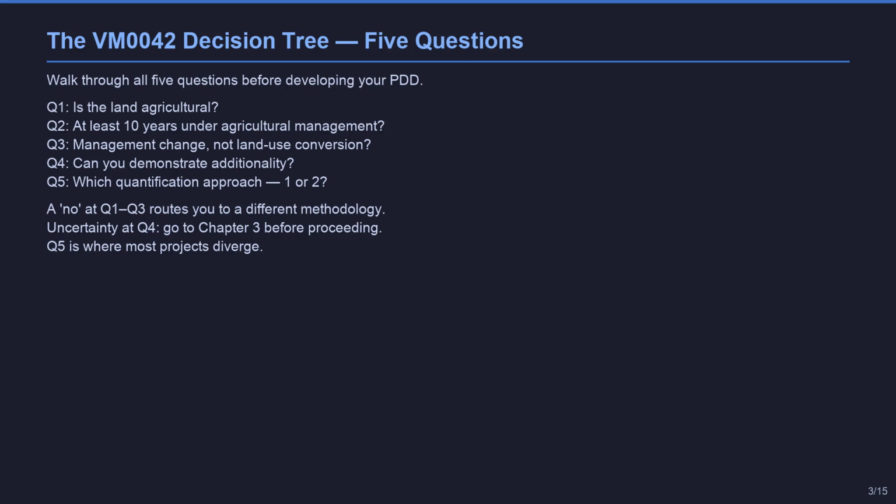Walk through this decision tree before developing your PDD. There are 5 questions. A no answer on questions 1 through 3 routes you out of VM0042 entirely to a different methodology. Uncertainty on additionality at question 4 means you need to resolve that before writing a single line of the PDD. Question 5, which quantification approach, is where most projects make their most consequential early decision. I'll go through each question in the next few slides.